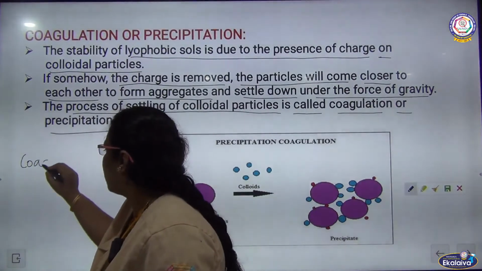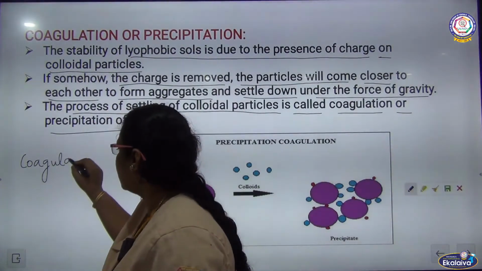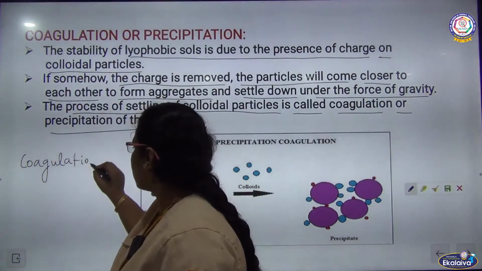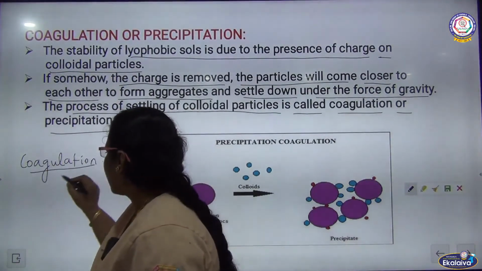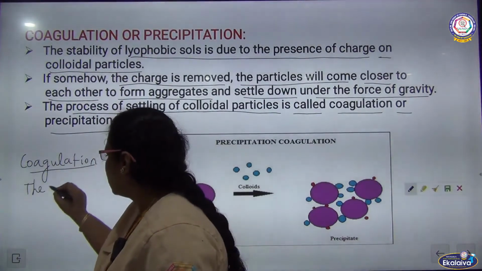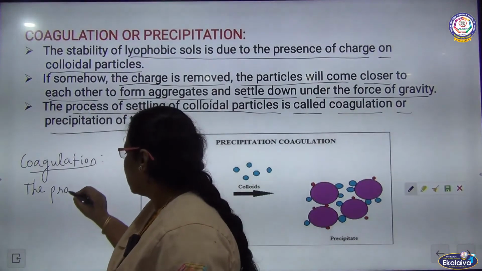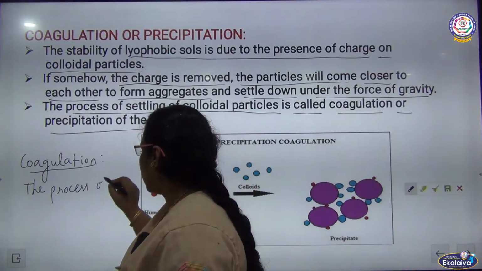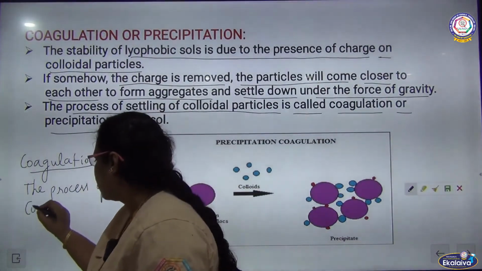So what is coagulation? The process of converting a colloid into a precipitate.